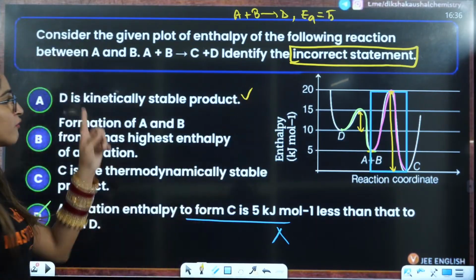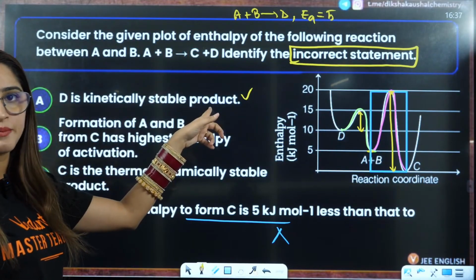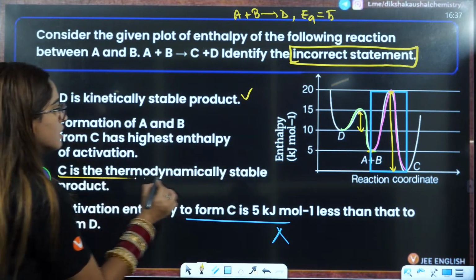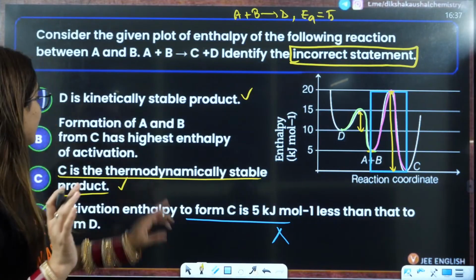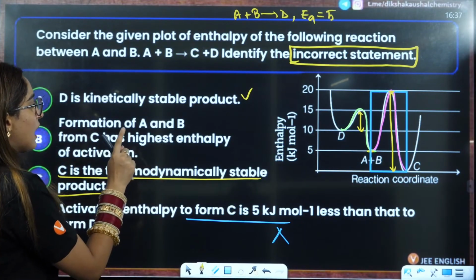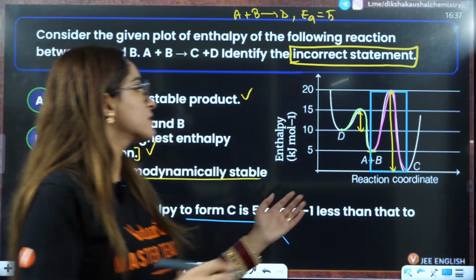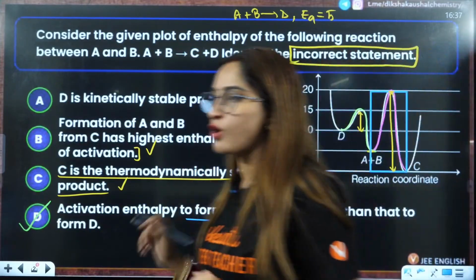That is right. If this is kinetically stable, then this will be thermodynamically less stable and C will be thermodynamically more stable. So C is the thermodynamically stable product. That is also the correct statement, right? Formation of C from A and B has the highest enthalpy of activation. That is obviously true because this is the activation energy required for the formation of C. So that is also the correct answer.